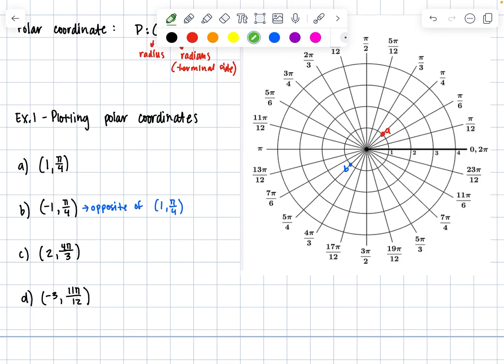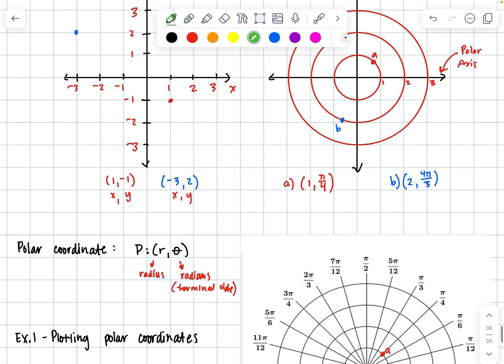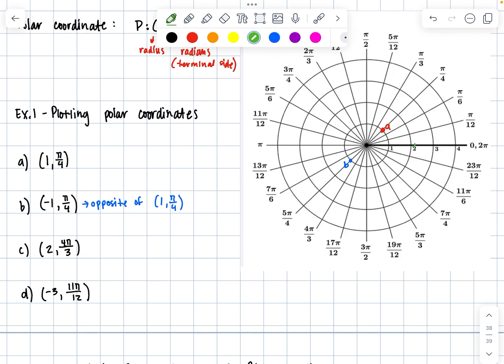Okay? So letter C. Let's use green. (2, 4 pi over 3). And I think we did that. Wow, I keep repeating it. So 2 is here. It's non-negative, so we're going to keep it true to its radian. 4 pi over 3, like we mentioned, is right down here. And we plot it. This is C.